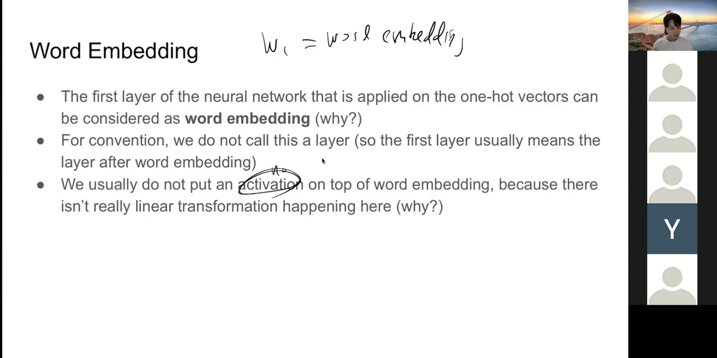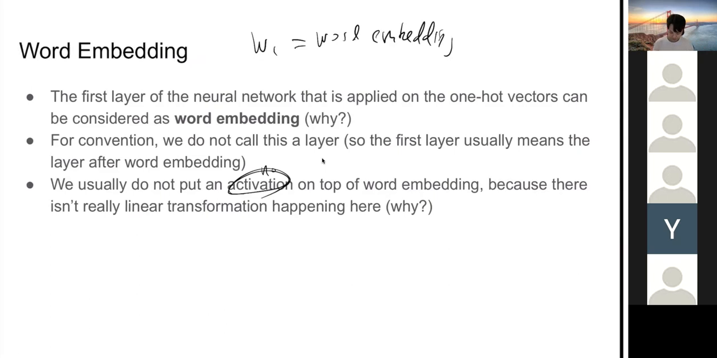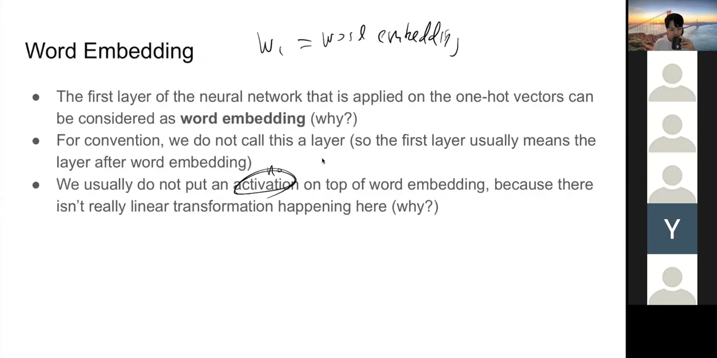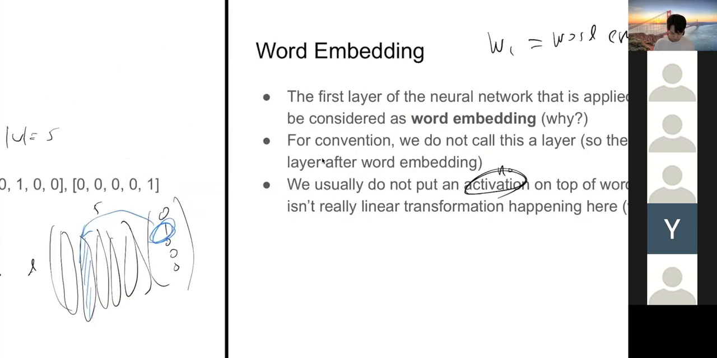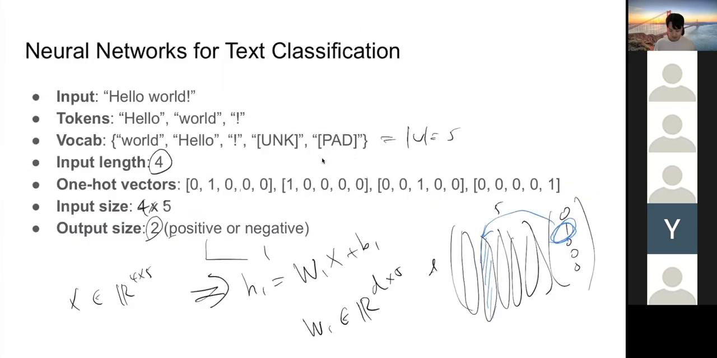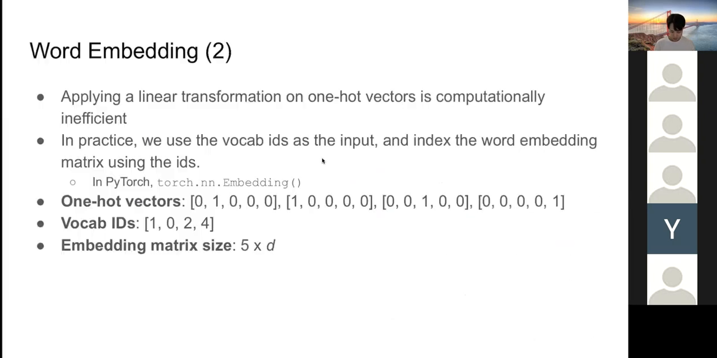So is this clear, hopefully? Again, the point is that it's exactly a linear layer without bias and activation, but we do not call it a linear layer. That's the whole point. Okay, so I'm going to try to end here with word embedding. So it makes sense that applying a linear transformation on a one-hot vector is computationally inefficient.